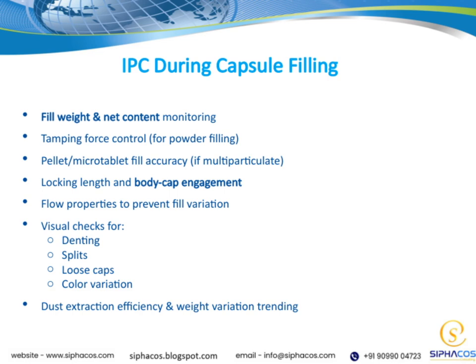Dust extraction efficiency is also critical, not only for maintaining a clean production environment, but also for reducing weight variation caused by dust or powder loss. Speaking of variations, trend analysis of weight measurements helps us identify deviations early, allowing for prompt corrective actions.